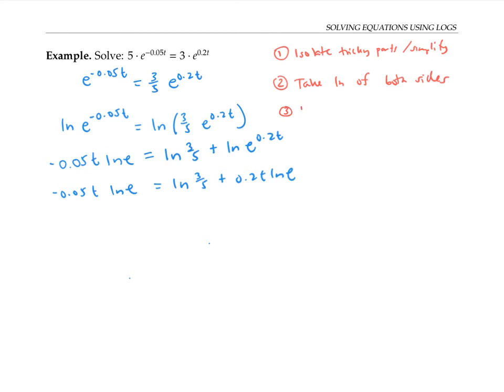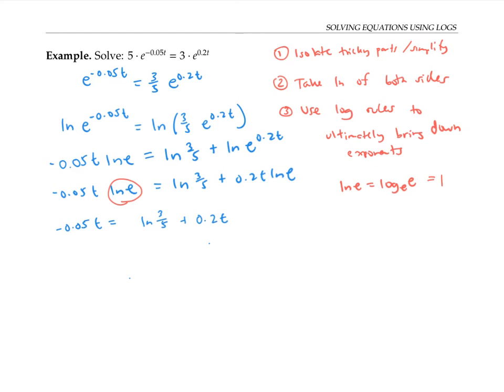So that third step was using log rules to ultimately bring down my exponents. Now, ln of e is a really nice expression. ln of e means log base e of e, so that's asking what power do I raise e to in order to get e? And the answer is 1. So anytime I have ln of e, I can just replace that with 1. That's why using natural log is a little bit handier here than using log base 10. You can make that simplification.